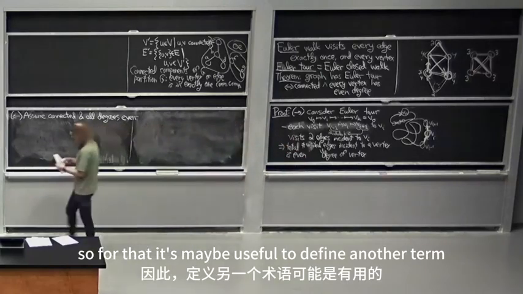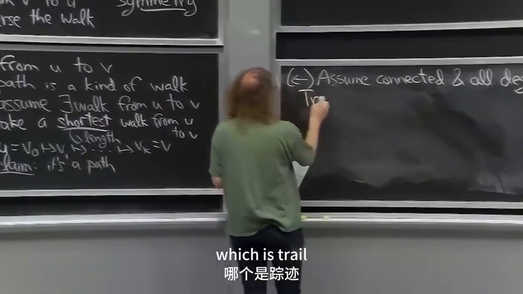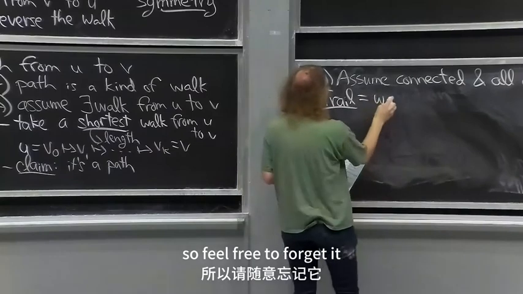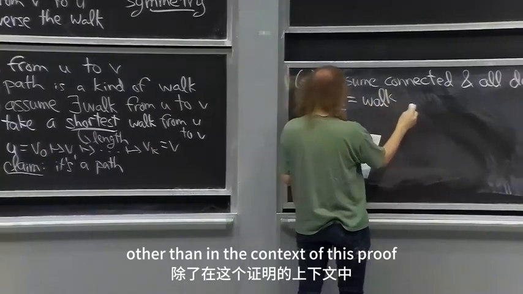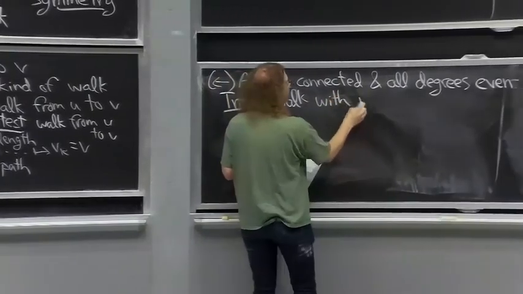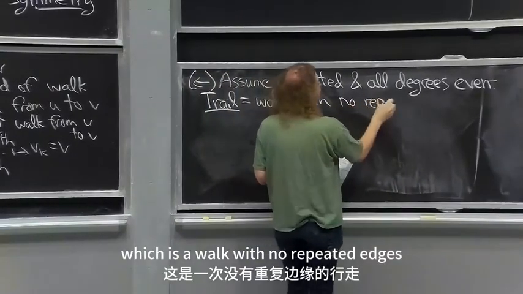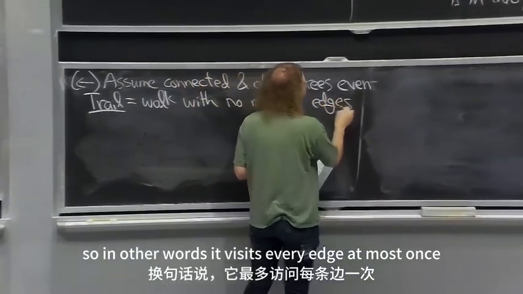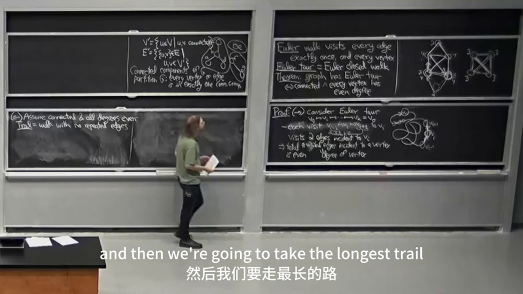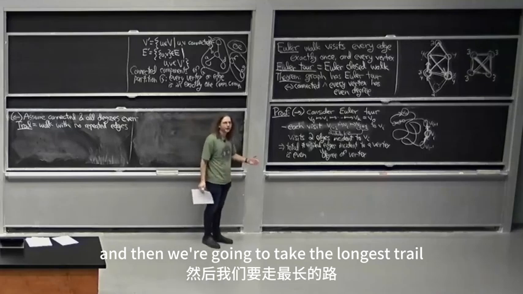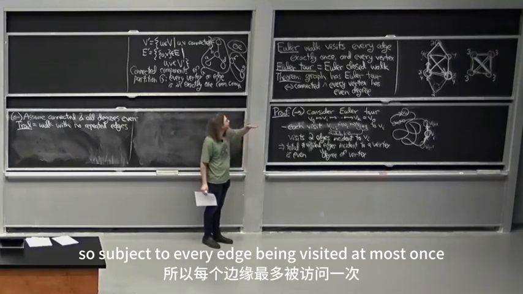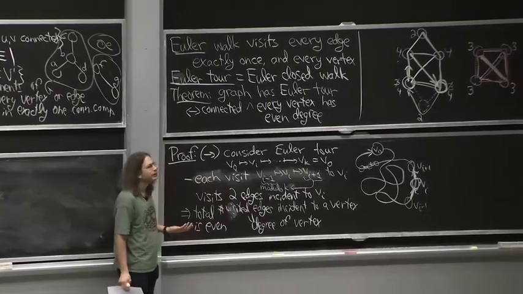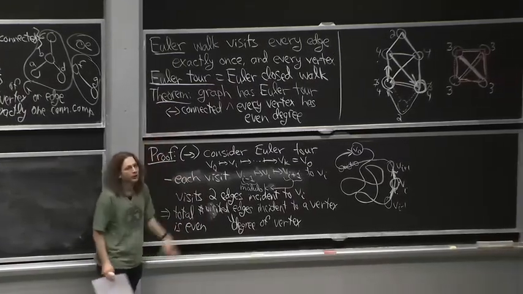So for that, it's maybe useful to define another term, which is trail. We're really not going to use this much in the class, so feel free to forget it, other than in the context of this proof. A trail is a walk with no repeated edges. In other words, it visits every edge at most once. And then we're going to take the longest trail. So subject to every edge being visited at most once, I want to visit as many edges as possible. And that turns out it will be an Euler walk.